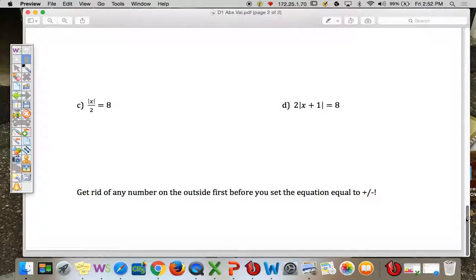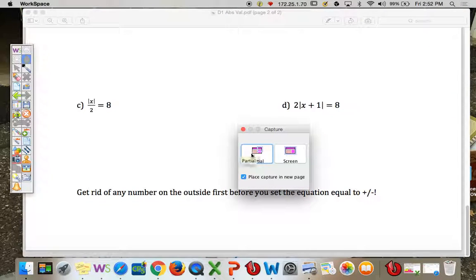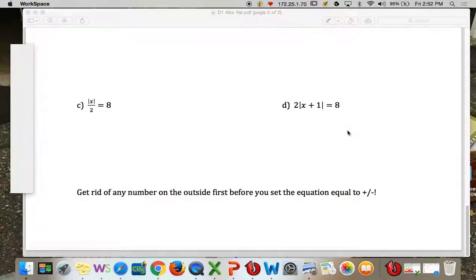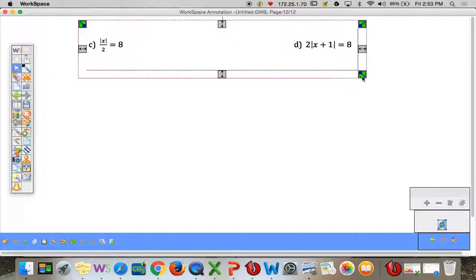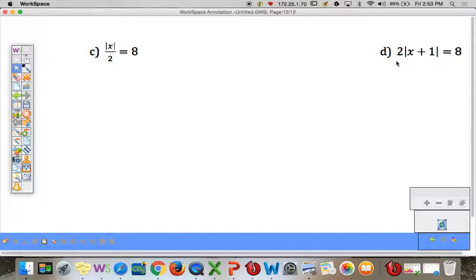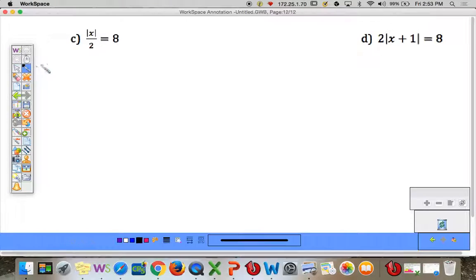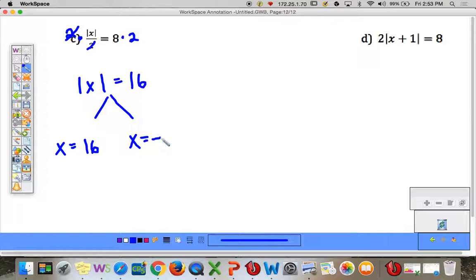Now, let's take a look at C and D. C and D are different than all the other ones because they have numbers on the outside. So when you solve one like this, think of the absolute value like parentheses, and we would solve in that same order. So you want to get rid of everything outside the absolute value first and then split it up. So here you have the absolute value of x divided by 2 equals 8. Get rid of the divided by 2 first, and we'll get rid of that by multiplying each side by 2. These 2's cancel. You get the absolute value of x equals 16. Now split it up. So you can have x equals 16 and x can equal negative 16.